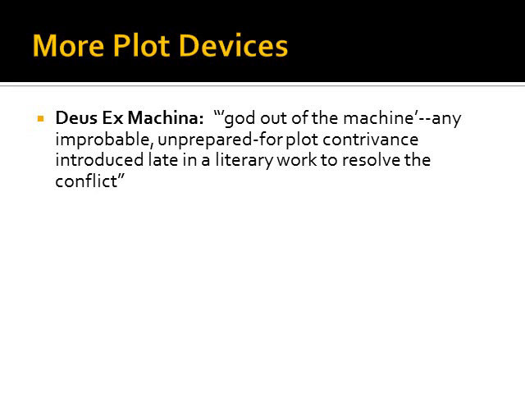So as the description here says, it's improbable, it's unprepared for, it's a plot contrivance, right? It's contrived, it's kind of artificial. And it comes in late in the game, in the literary work, and it's there to resolve the conflict. So the playwright would literally have them lower this actor down onto the stage using a crane, like he's flying in, like a Greek god would do. And then he would say, in a booming voice, "I am Zeus, I'm here to save the day."